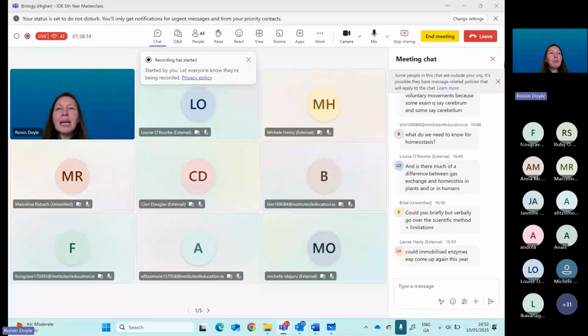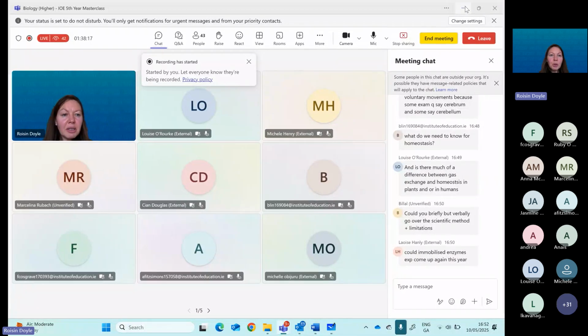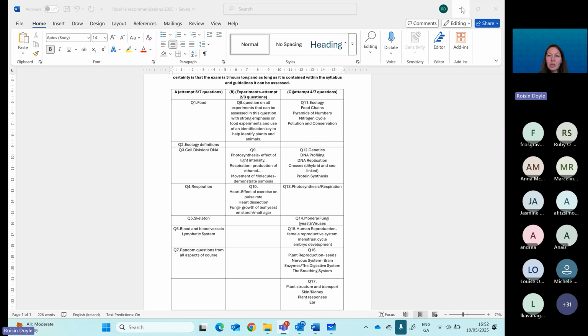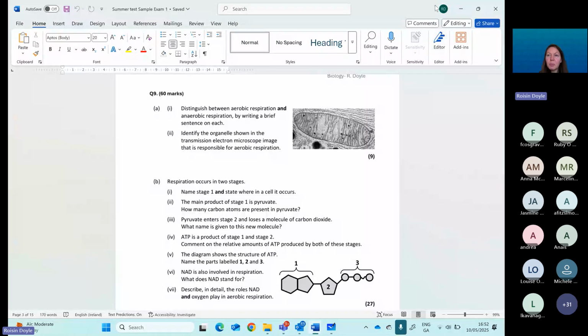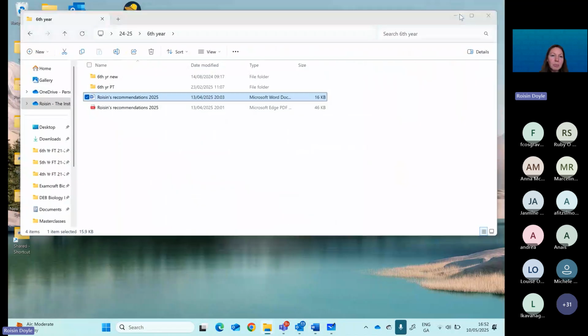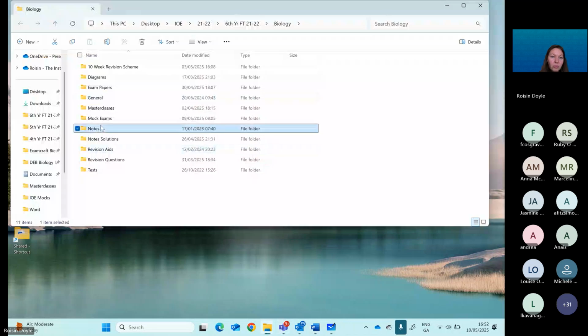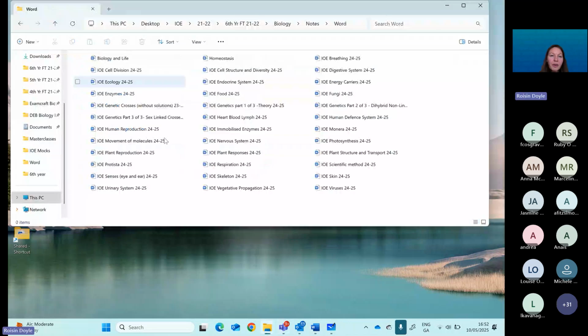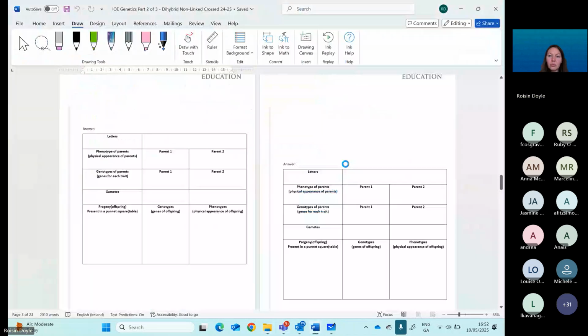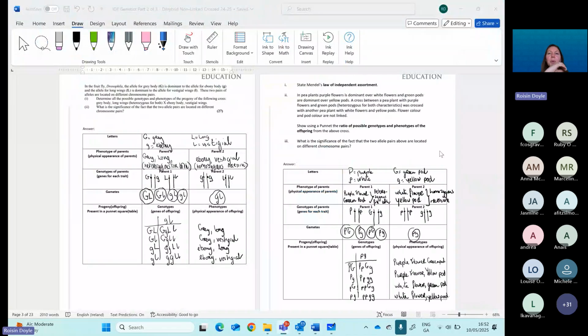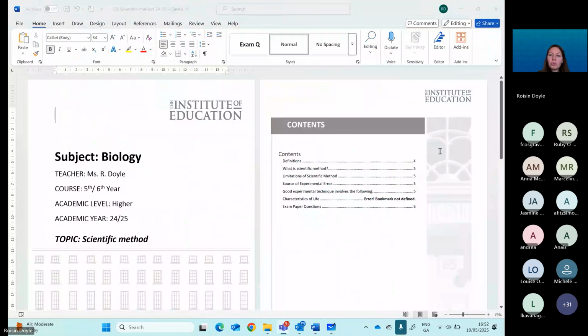Bilal, again, scientific method. Let me show you your scientific method. It's not complicated. It's 1 page, Bilal. I'm going to share it with you. I'm going to screenshot and you can screenshot it. My scientific method notes are 1 page.